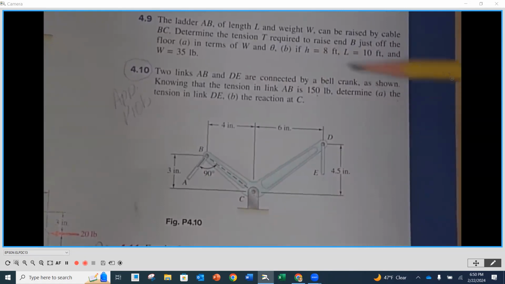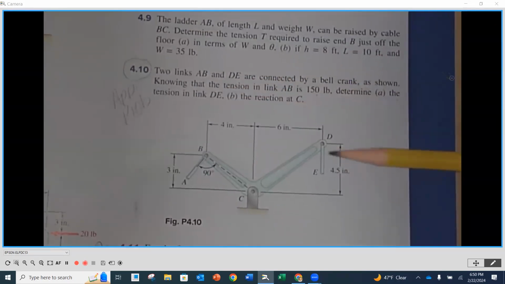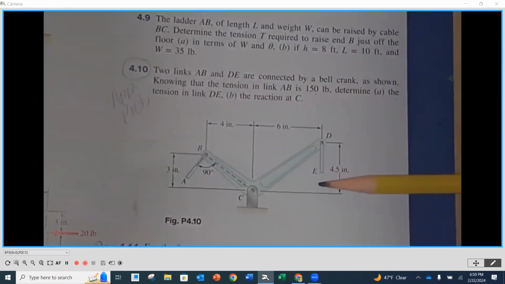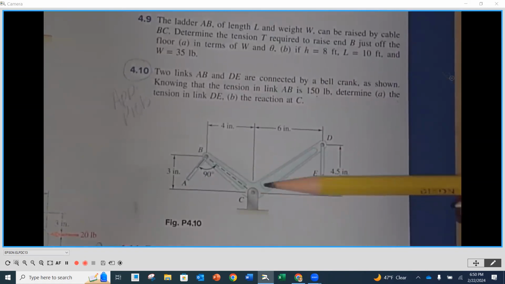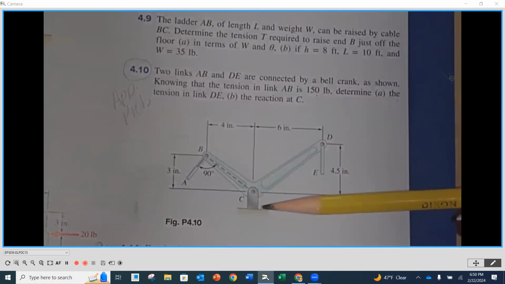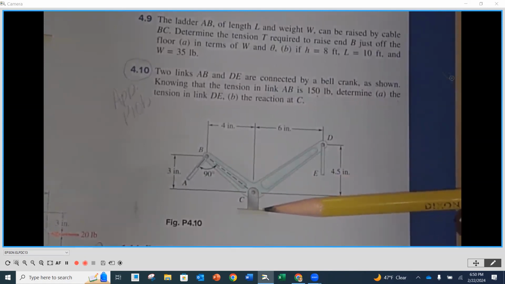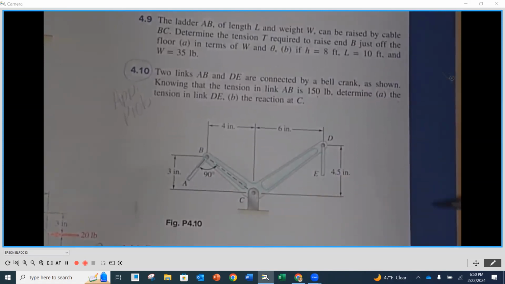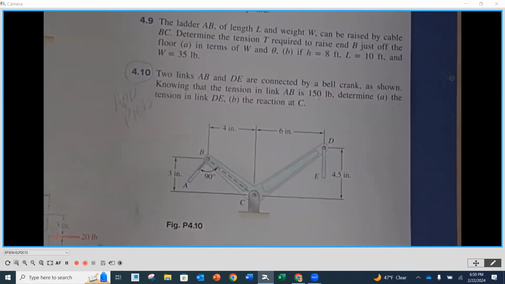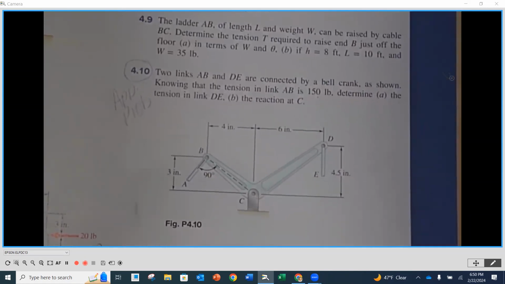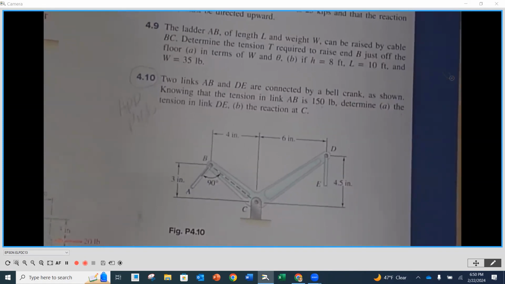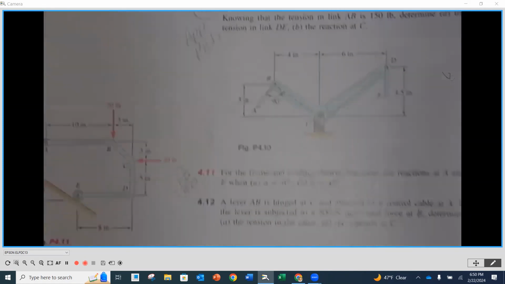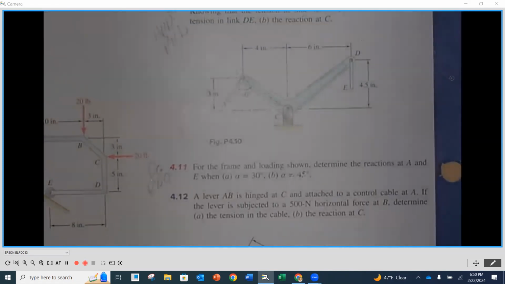They want us to determine the tension in link DE, the force pulling down along that link, and the reaction at C. C is a pin. So what we're going to do is draw our free body diagram here as well. I want to make sure you've got that good so that when you go to solve it using our equations of equilibrium, you've got good stuff to start out with. I'm going to do this one with you because it looks a little different.